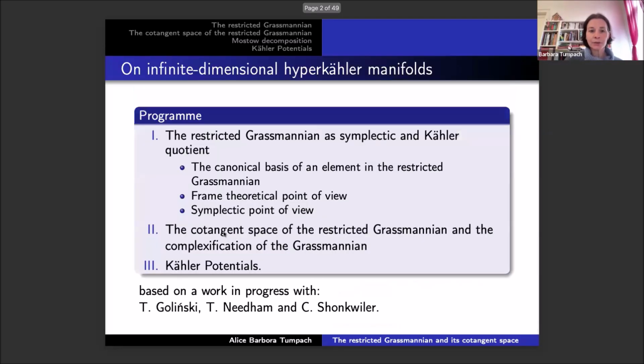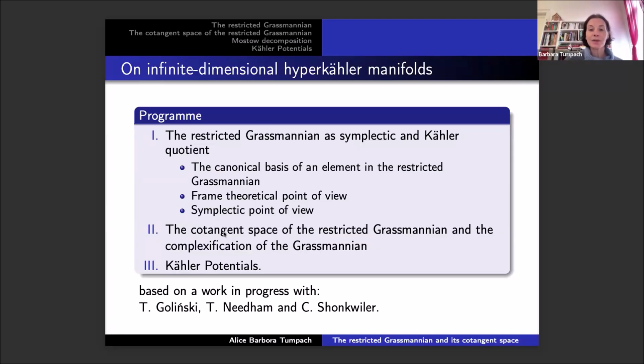So this is joint work. I mean, it's based on work in progress with Thomas Golinski, Tom Needham, and Clayton Shonkwiler. And the plan is the following. I will mainly speak about the restricted Grassmannian as a symplectic and Kähler quotient. And I will start by defining or recalling what the canonical basis of an element of the restricted Grassmannian is. This goes back to the work of Pressley and Segal in the book Loop Groups, for instance.